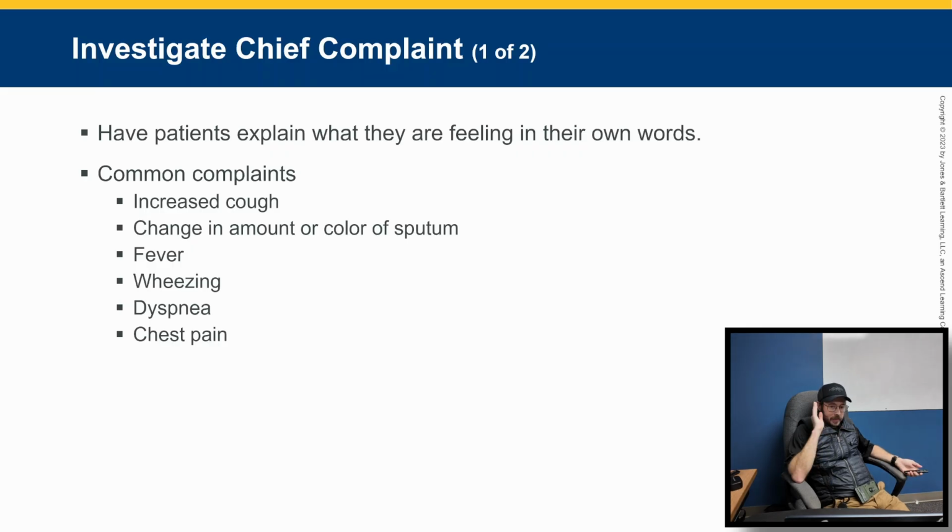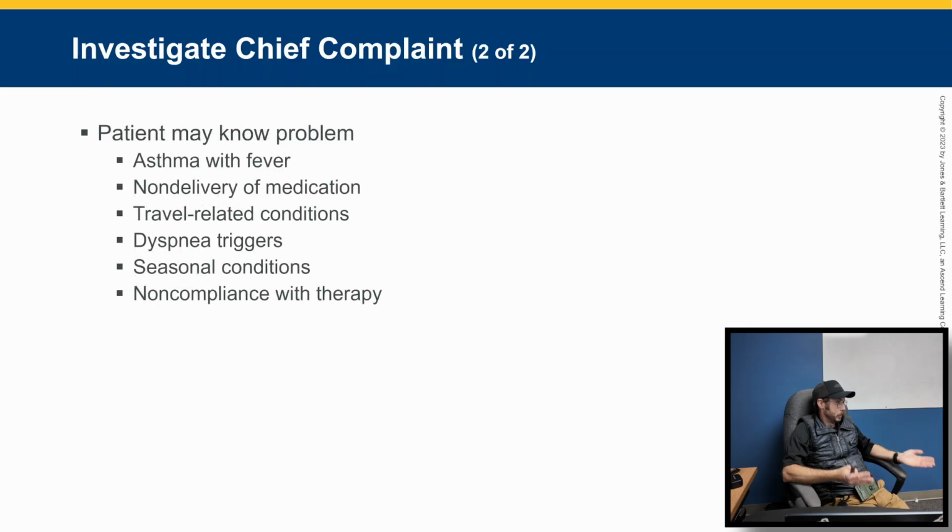So some common complaints related to respiratory emergencies: coughing, increase or change in color of sputum, fevers, wheezing, shortness of breath, chest pain. The big thing you're going to have to learn to differentiate is chest pain due to something cardiac, something musculoskeletal, or something respiratory. That'll be all the questions you have to ask the patient. Yeah, that and diagnostic tools.